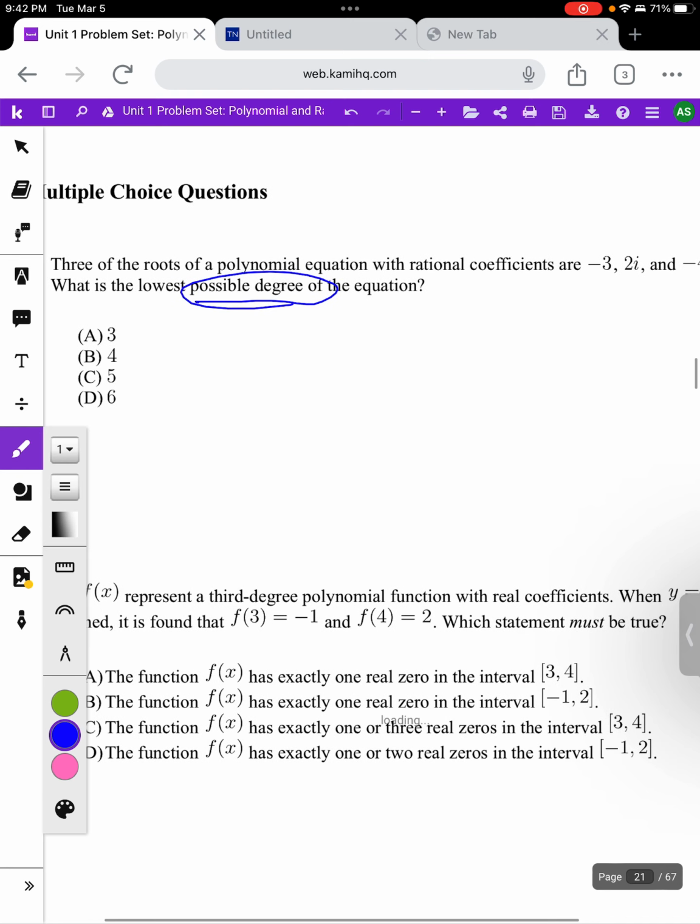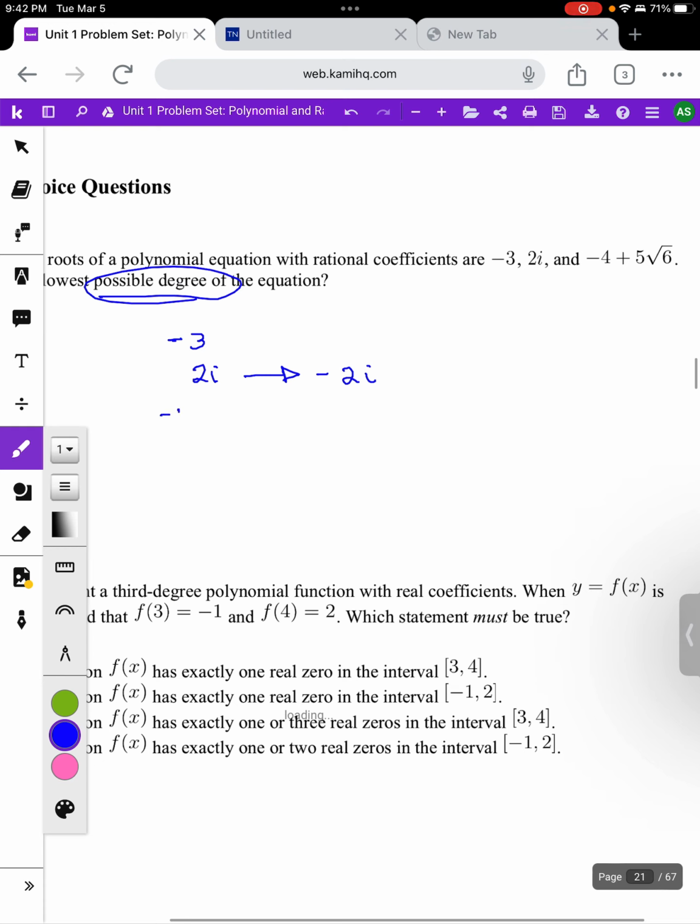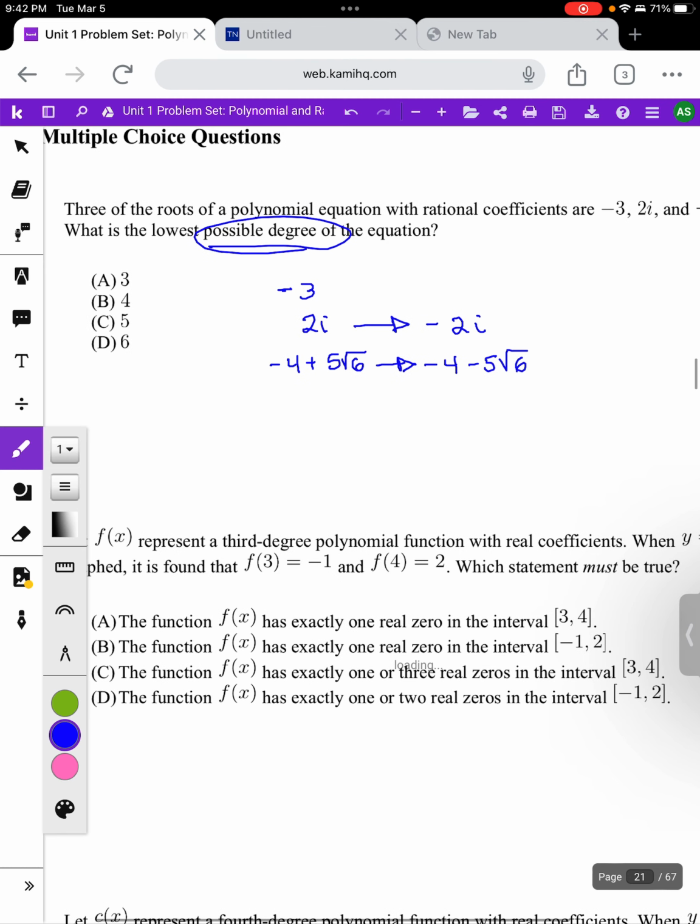All right, so we've got -3. That's just 1. 2i. If I have 2i, that means I also have -2i. So now that's 2 more roots. If I have 4 plus 5 root 6, that means I also have 4 minus 5 root 6, because those behave similar to the i's. So that is 1, 2, 3, 4, 5 possible solutions.